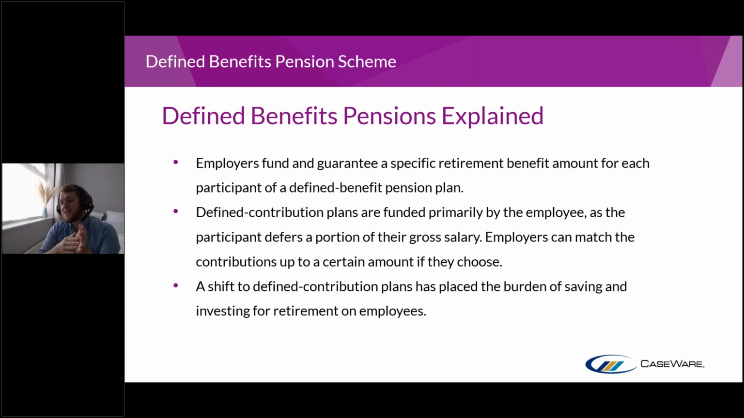So recently, there's been a big shift away from DB schemes and to DC schemes because the cost is known and certain to the company, and the benefit at the end of it is a little bit less predictable. Okay.